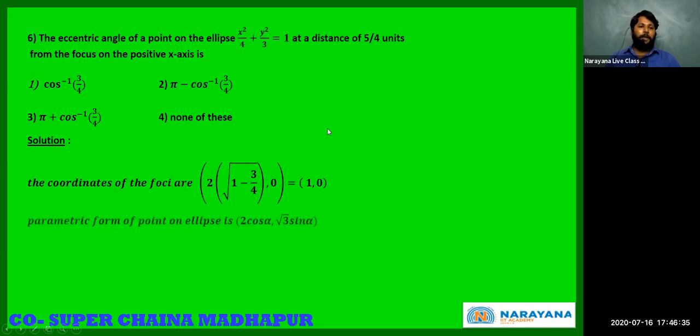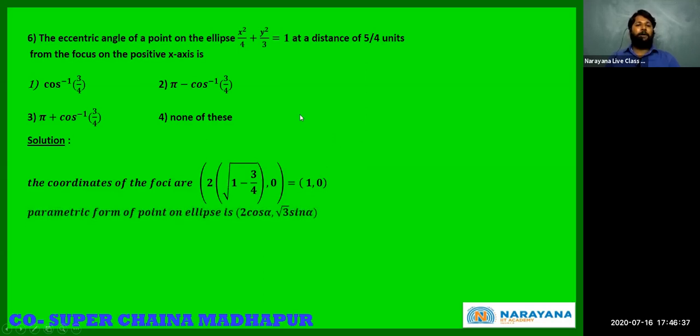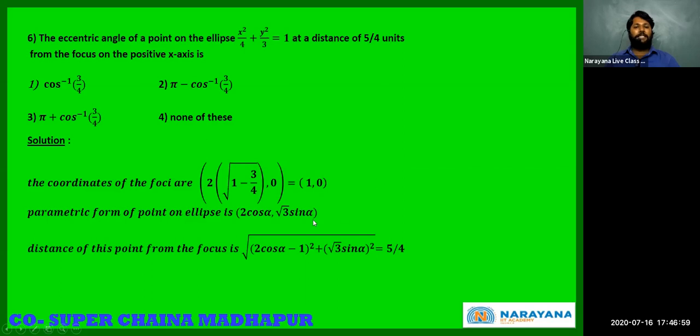The parametric form of any point on this ellipse would be 2 cos alpha, root 3 sin alpha, based on a square equal to 4 and b square equal to 3. So 2 cos alpha, root 3 sin alpha. Now we want the distance of this point from this focus to be 5 by 4, and therefore simply apply the distance formula.